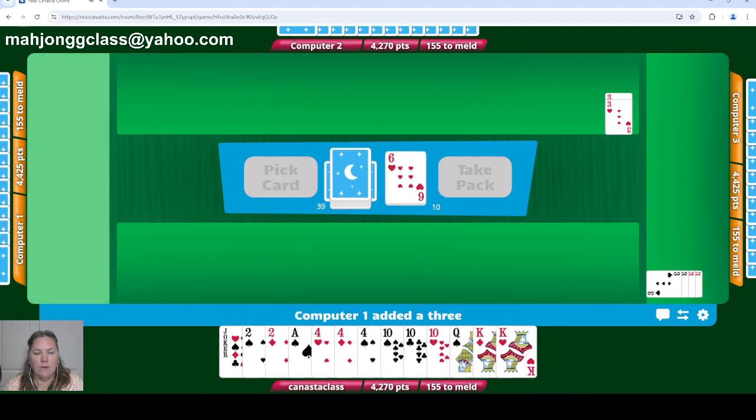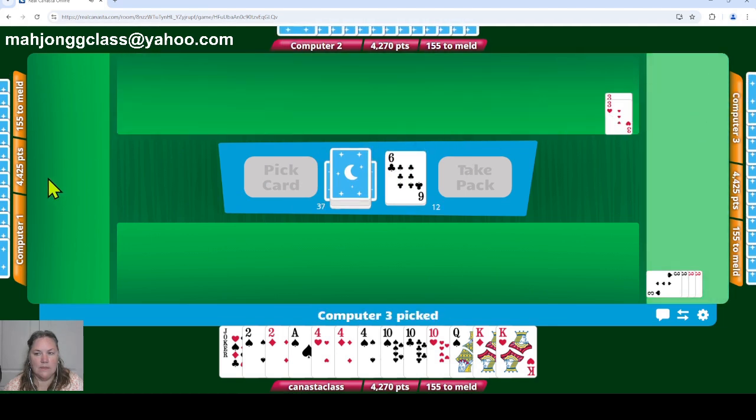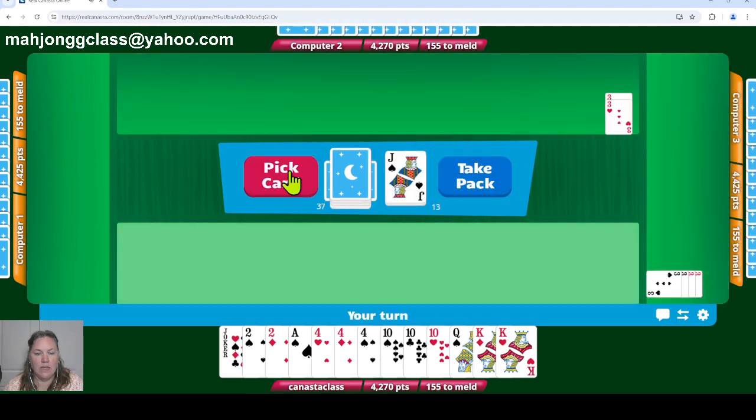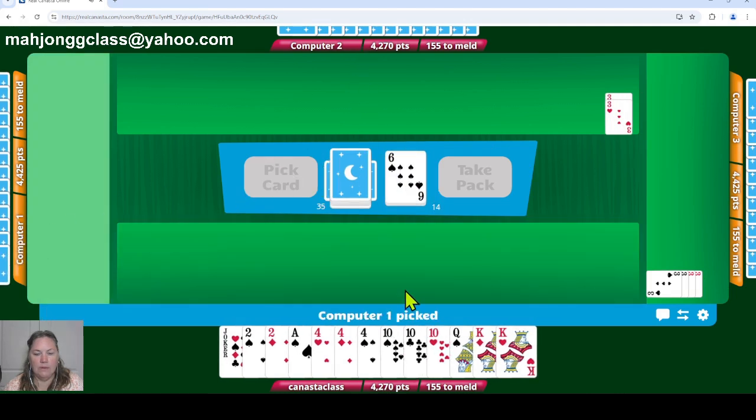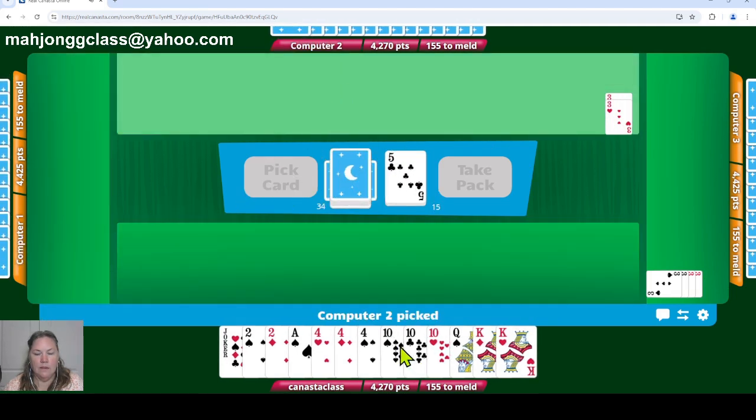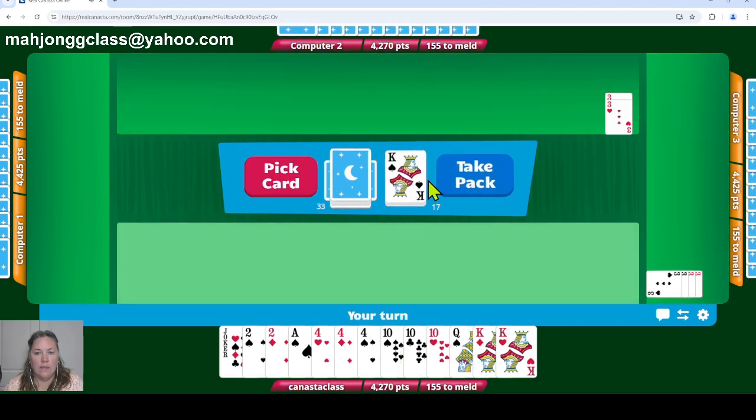Sixes are what they're throwing. Let's see what he throws. A 5. We don't have a 5. My partner throws a 6. Jack. A 6. Keeping with my partner. A king. Looky. So we're going to open.